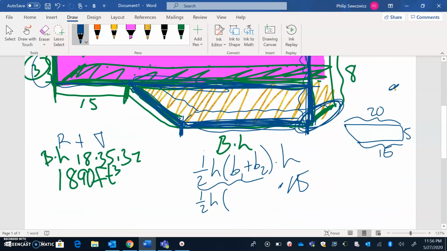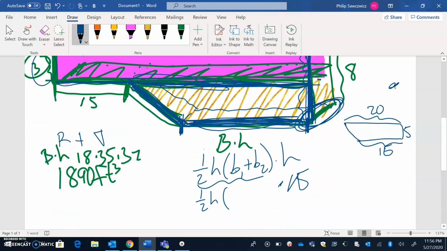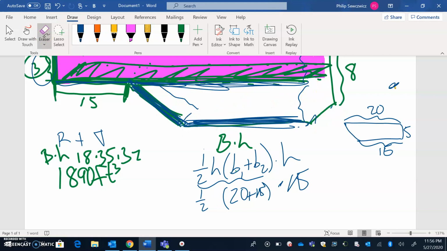So what that allows me to do now is plug in the information. There's my 20, plus my 15. The height there, I have to go back and change that. Remember, the height is what connects the parallel sides. So in this particular case, it's that 5 that we were looking at.